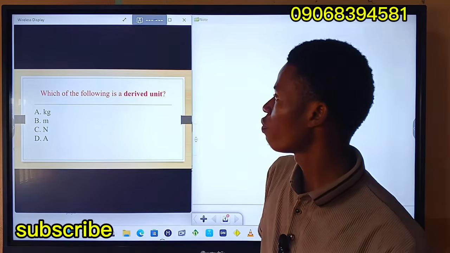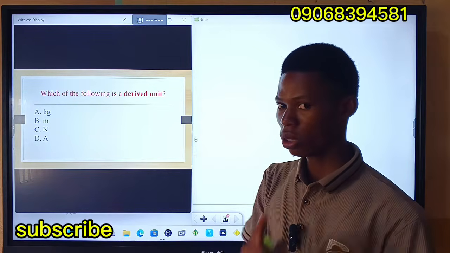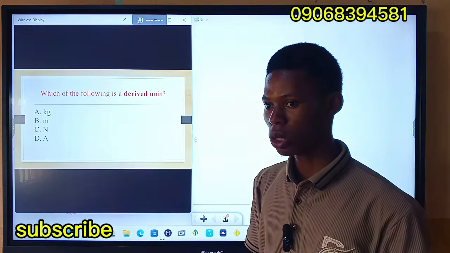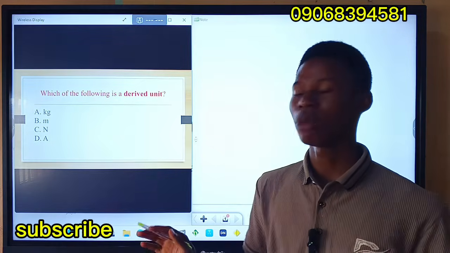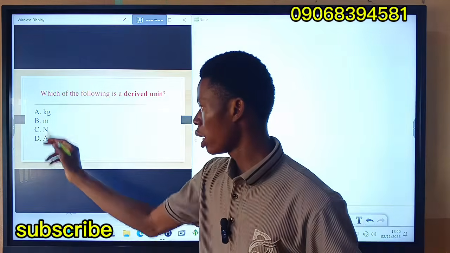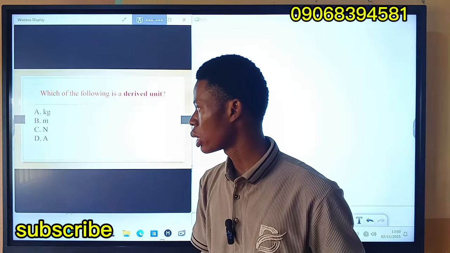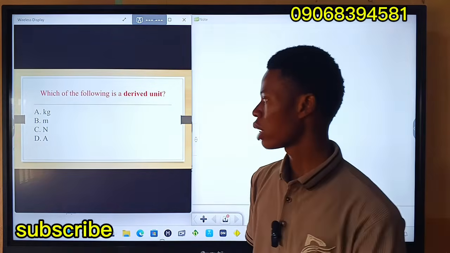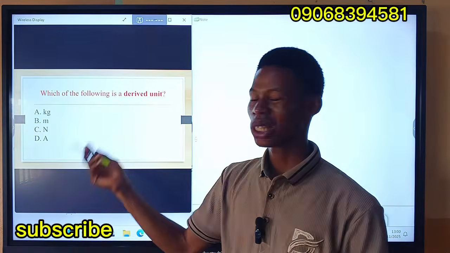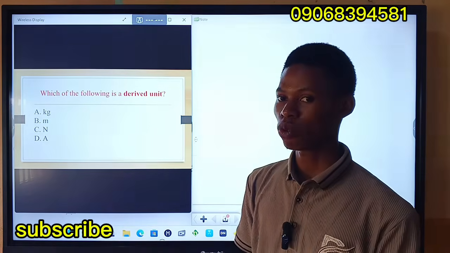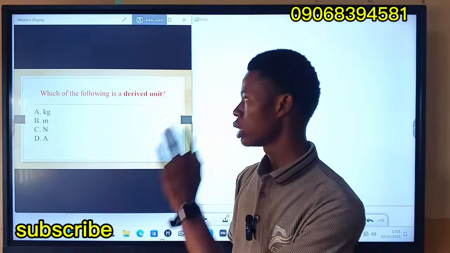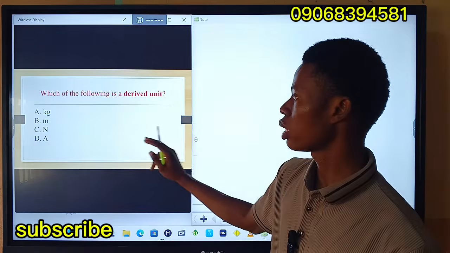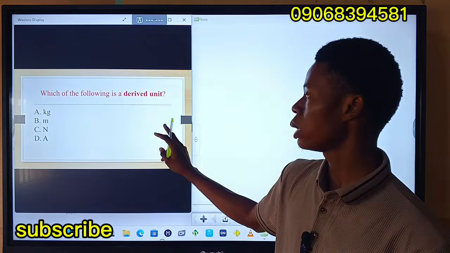Next question. Which of the following is a derived unit? Now, take notes here. Kilogram. What's kilogram? Unit of what? Mass. Mass is what? Fundamental. That one is out. M here represents meters. Meter is unit of what? Length. Length is fundamental. That one is out. Newton. Newton is unit of force. Force is a derived quantity. So Newton is obviously a derived unit. A here is ampere, which is fundamental. So the answer to this question is C.